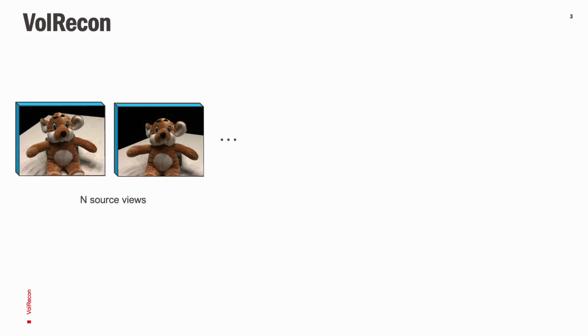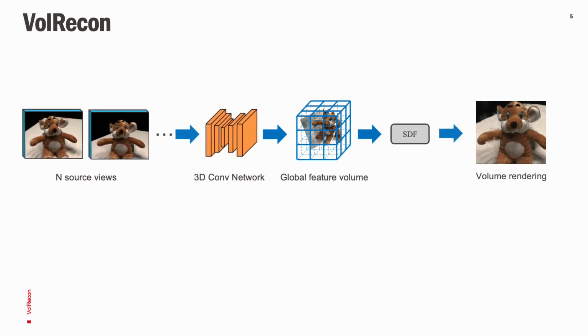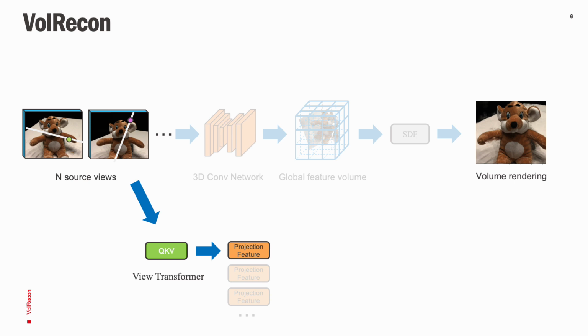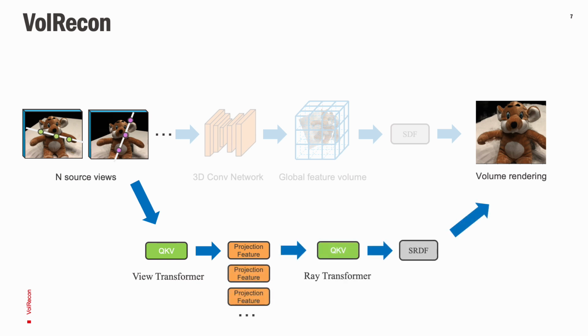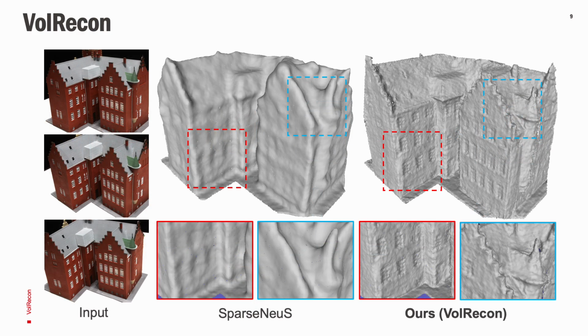Given n source views, the previous method first creates a global feature volume and then interpolates the SDF feature from it to do volume rendering. Differently, given one point on the epipolar line, our method first uses a view transformer to calculate the projection feature. We use a ray transformer to aggregate all the points on the ray. We call our method volume rendering of signed ray distance function because our distance function is view dependent. Combining the global volume feature and local projection feature, we achieve finer details than previous state-of-the-art SparseNeuS.